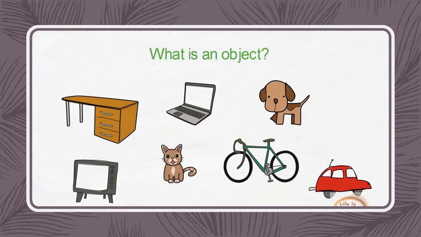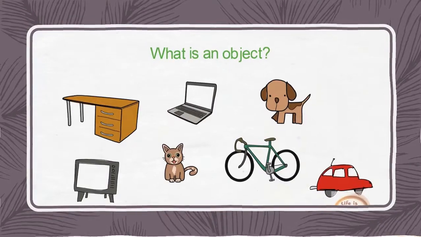You see various things around you like a table, a laptop, a cat, dog, cycle, car, television set. These are all examples of objects. अब तक हम लोगों ने particles के बारे में पढ़े थे. Now we are going to learn about what is an object.